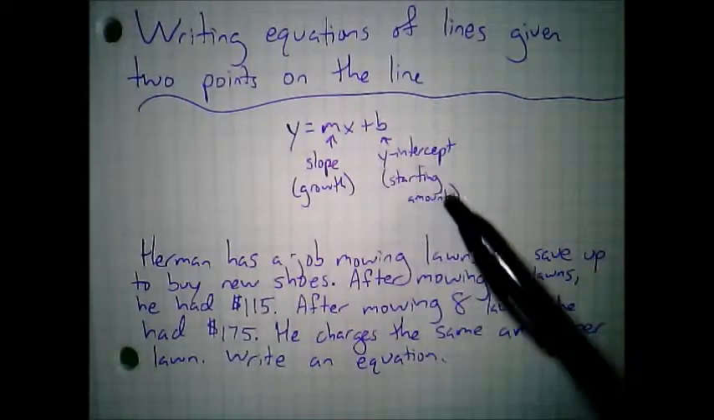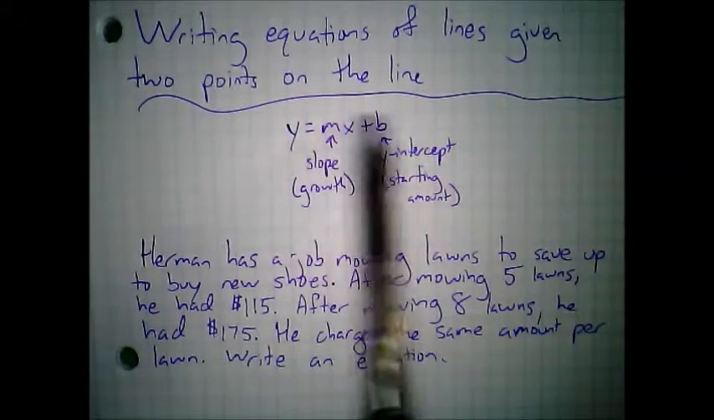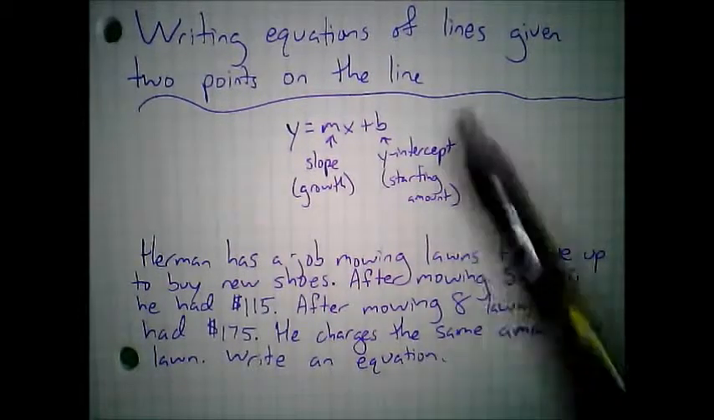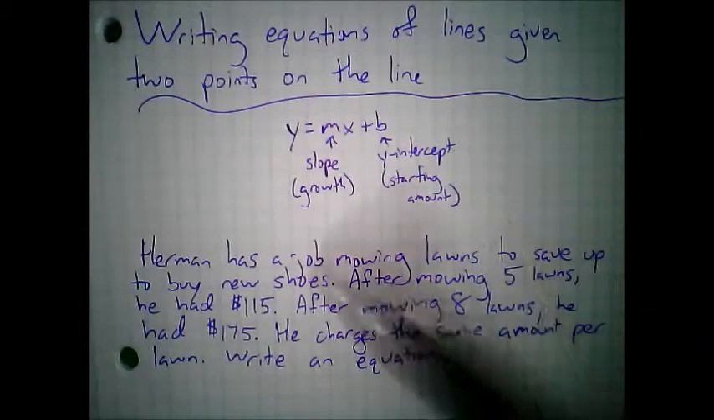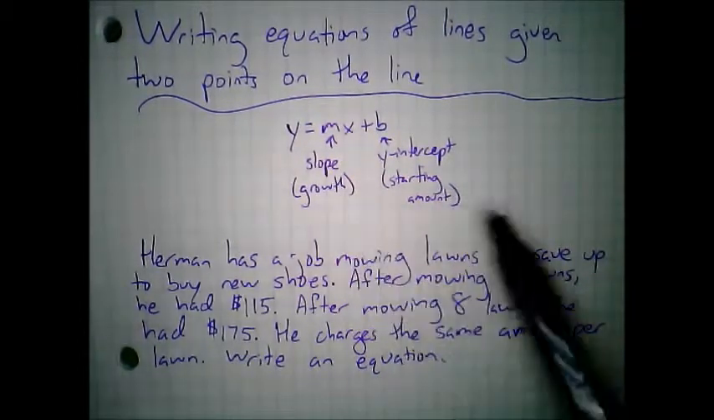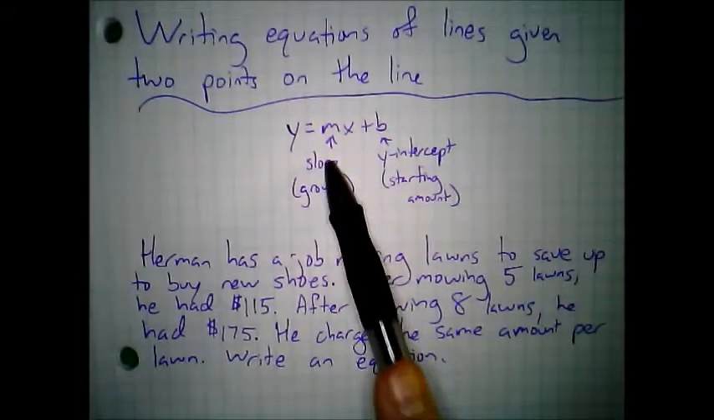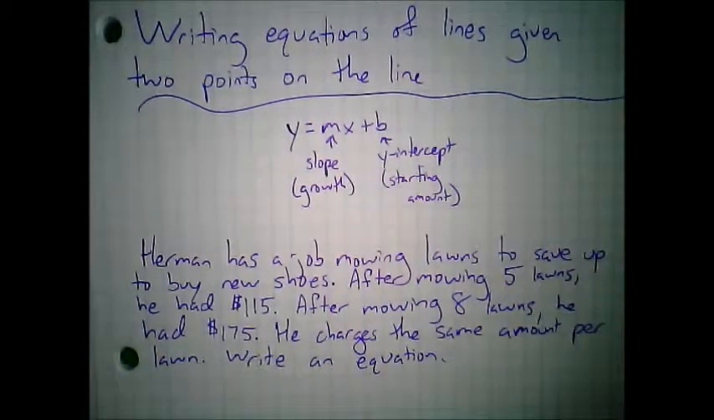Okay, so we know from back in chapter 3 and from before that whenever we write the equation of a line, it's always in this y equals mx plus b form. We always need the slope, and we always need the y-intercept. Slope and growth mean the same thing, and y-intercept and starting amount mean the same thing. So once we're able to identify or find these two things, our slope and our starting amount, we could write the equation in our y equals mx plus b form.